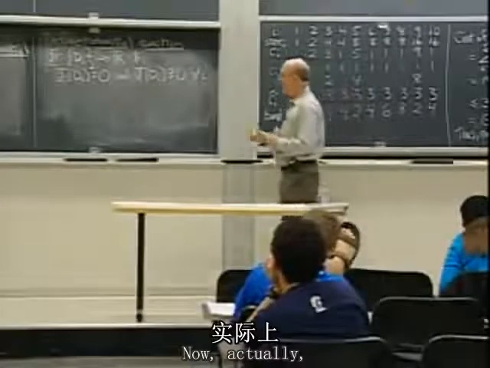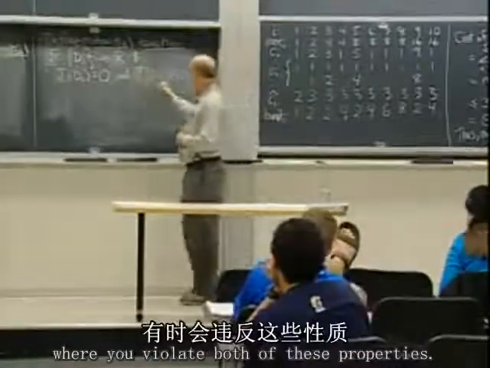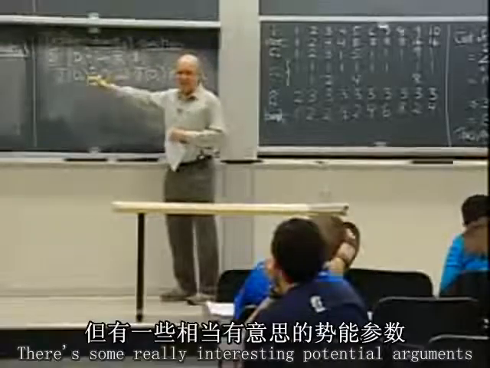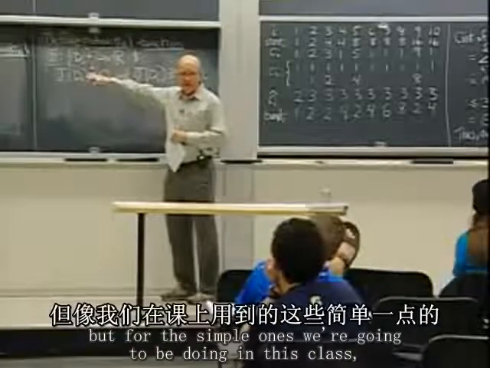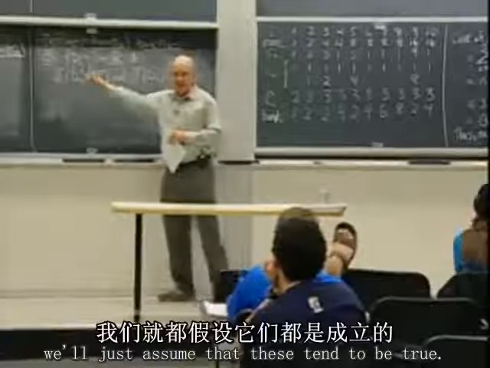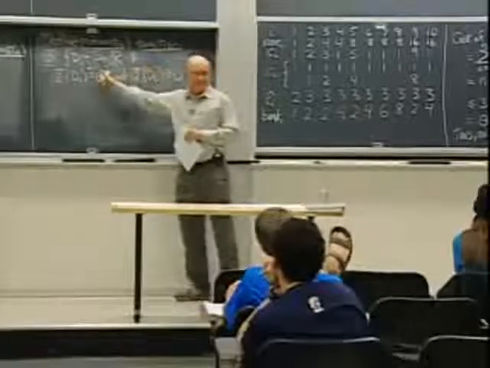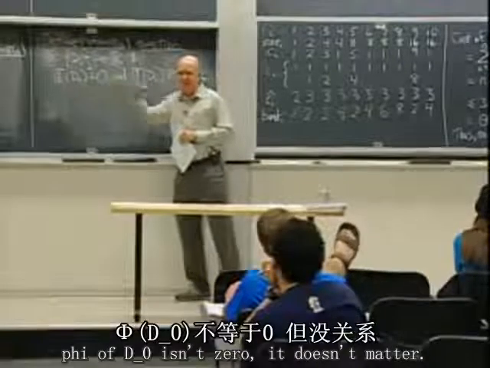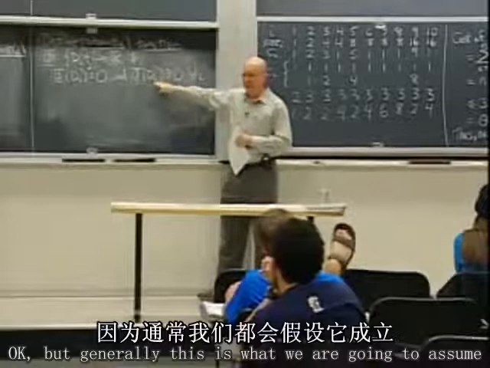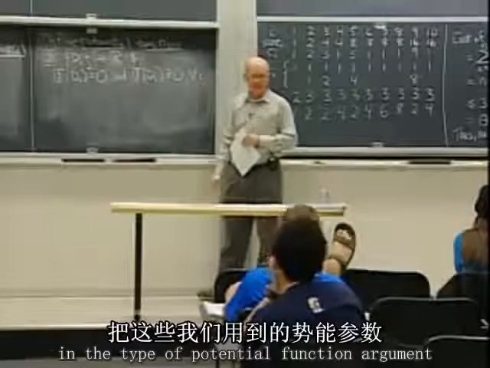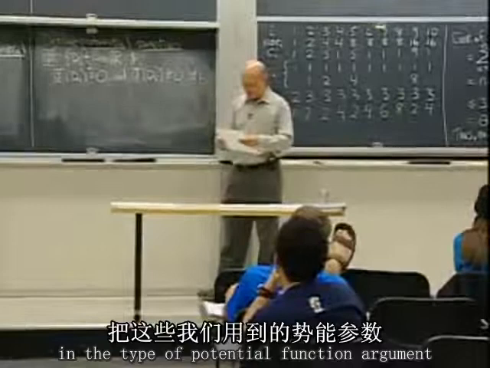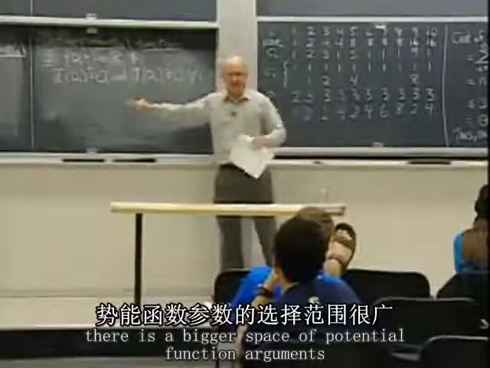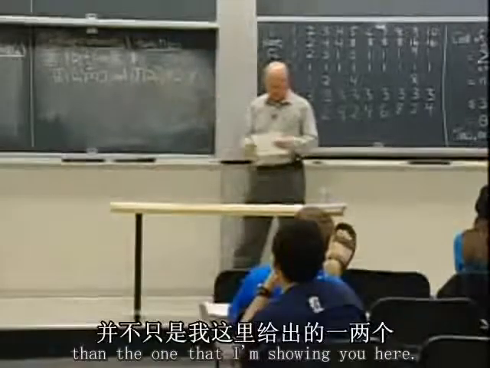Now, actually, there are times where you use potential functions where you violate both of these properties. There are some really interesting potential arguments which violate these, but for the simple ones we're going to be doing in this class, we'll just assume that these tend to be true. But you may find we will actually see some times where phi of D0 isn't 0, but it doesn't matter. Generally this is what we're going to assume in the type of potential function argument that we're going to be doing. I just want to let you know that there's a bigger space of potential function arguments than the one I'm showing you here.